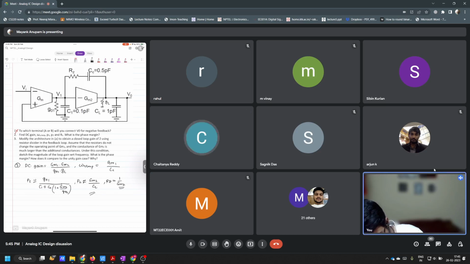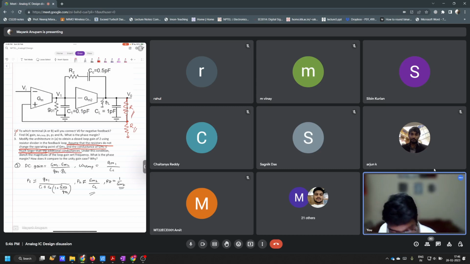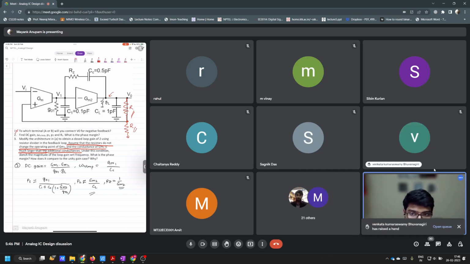So the one that I've been showing so many times, right? Like this. This is R. This is R. Correct. Now you see when this statement is made that you have to add resistors here, another statement is made here: assume that the resistors do not change the operating point of GM2 and the conductance of GM2 is much larger than the additional conductances. So this is what I have been emphasizing so far, that when you add these resistors, it should not affect the existing op amp so much. It will add some conductance at the output, but that conductance should be much smaller compared to what already is present at the node. Only then can you say that your op amp is designed properly.